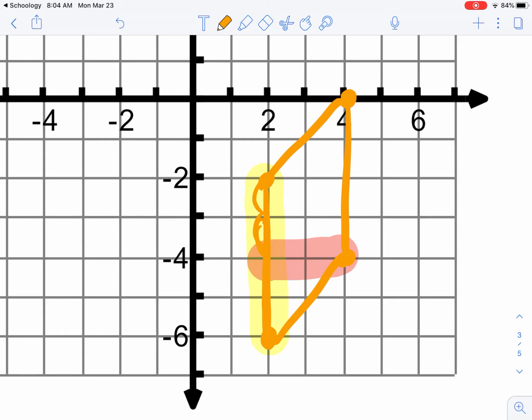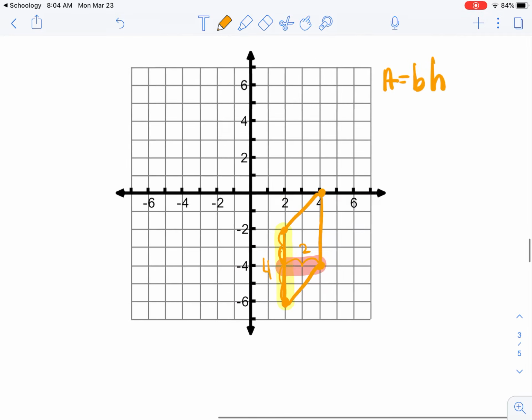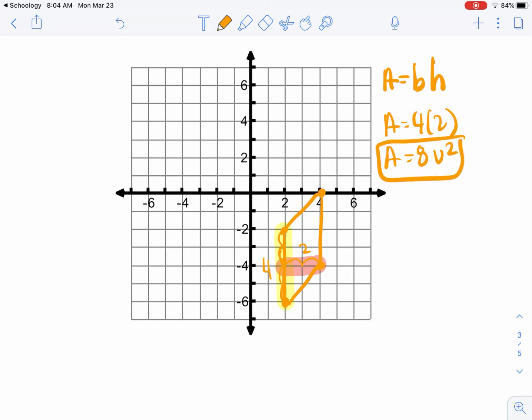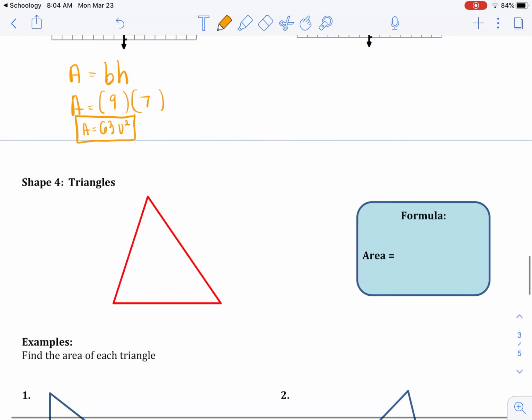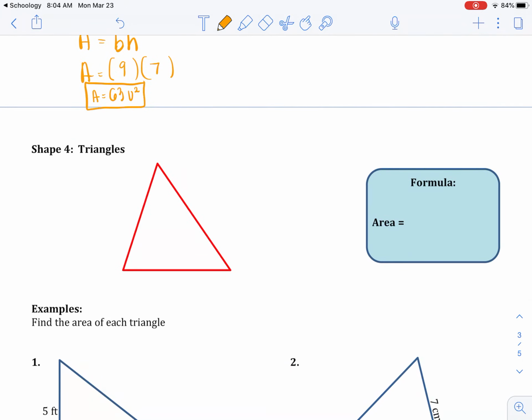Okay, my base. 1, 2, 3, 4. Height, 1, 2. Area equals 4 times 2. Area is 8 units squared. All right, that's it for parallelograms. Finally, what we're going to move on to is triangles.